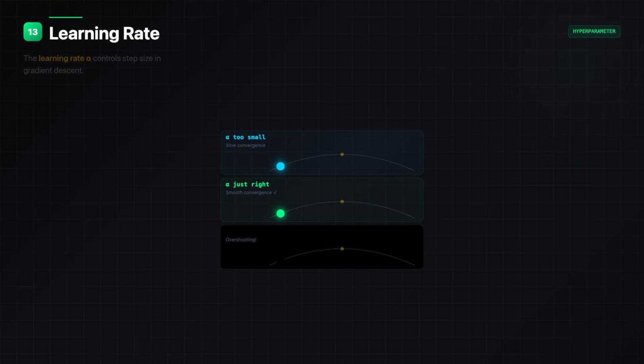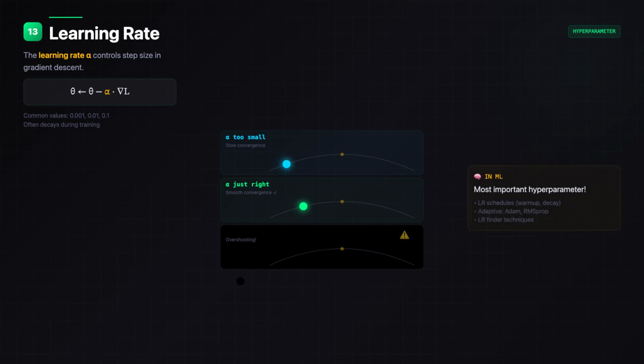The learning rate alpha controls step size. Too small, painfully slow. Too large, overshooting. Just right, smooth convergence. Learning rate scheduling is crucial for training.